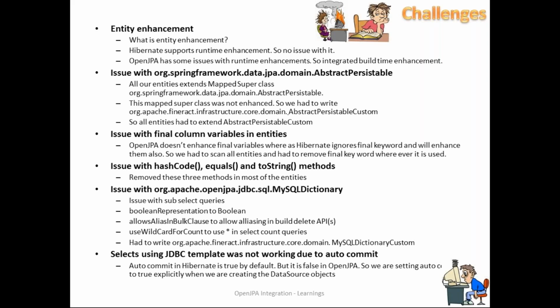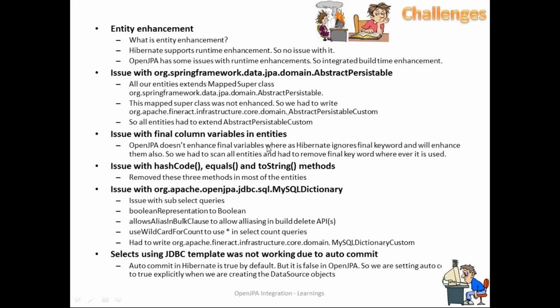So, for OpenJPA, we will not get a readily enhanced class. Because of that, what we have done is create our own abstract persistable custom class, which is more or less exactly the same code as the Spring framework one, with some changes, which we will see later. Now all the entity classes extend from our own abstract persistable custom. This is the next change, because runtime enhancement is not working out for us.